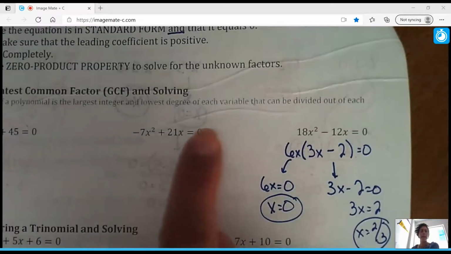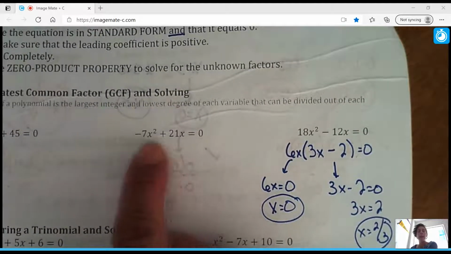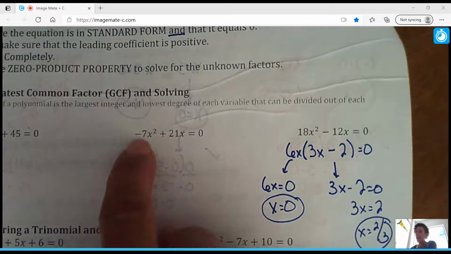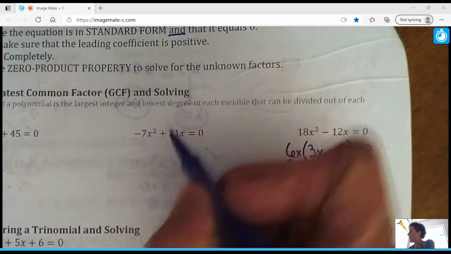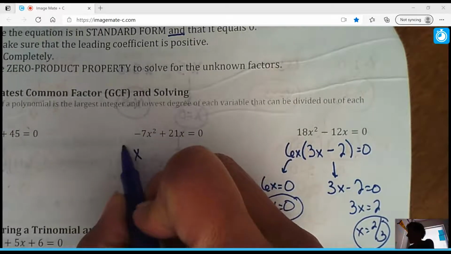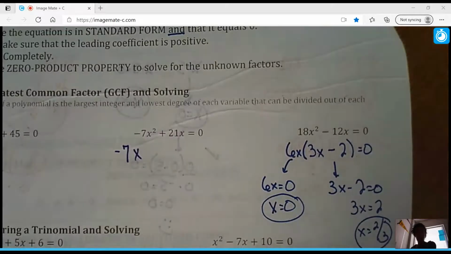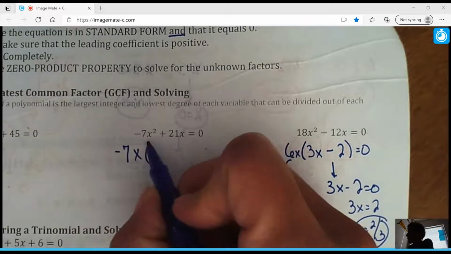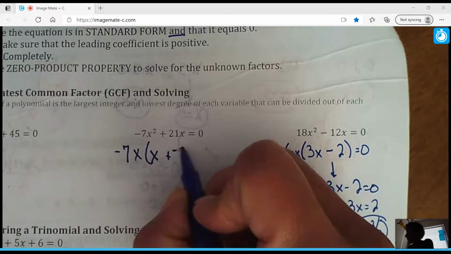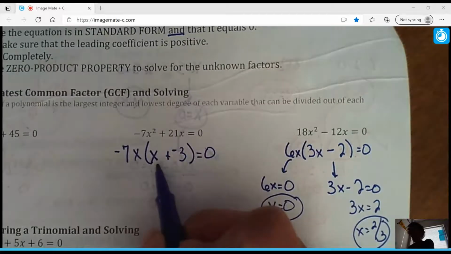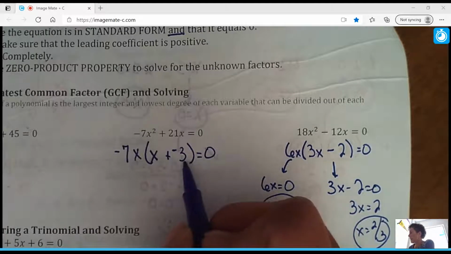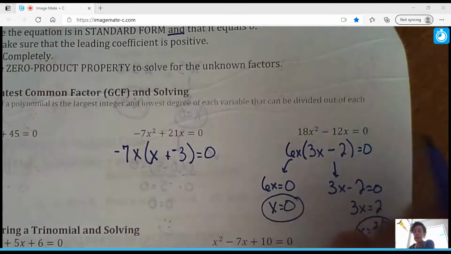The next one I want to talk about with you is this one, because it is in standard form and it equals 0, but my leading coefficient, my line leader, is not positive. So when I do a GCF, not only will I take out the x and a 7, but I really want to take out a negative 7x. When I factor negative 7x out of each term, here I'm left with x, and on this one I'm left with a negative 3. Then I can check to see if this is a difference of squares, and it's not. X and negative 3, however you want to look at it, it's not a perfect square.